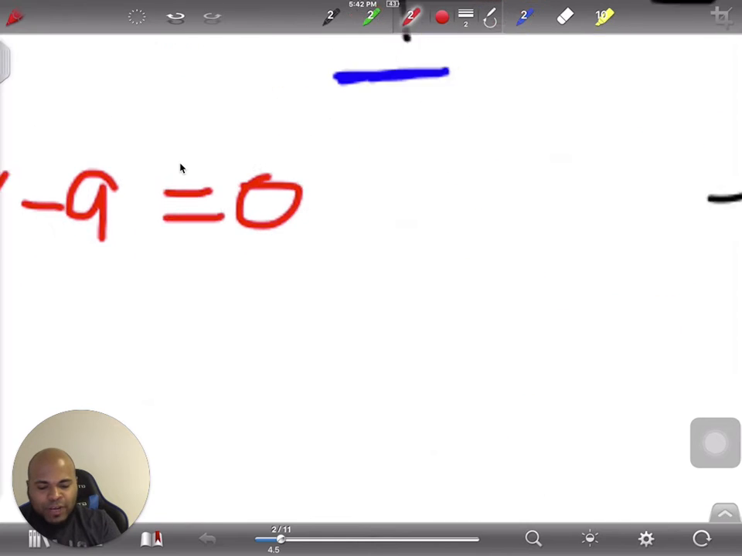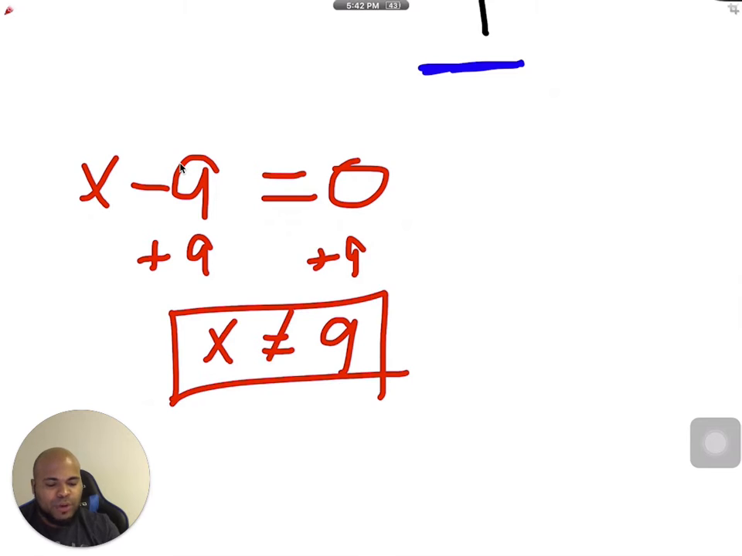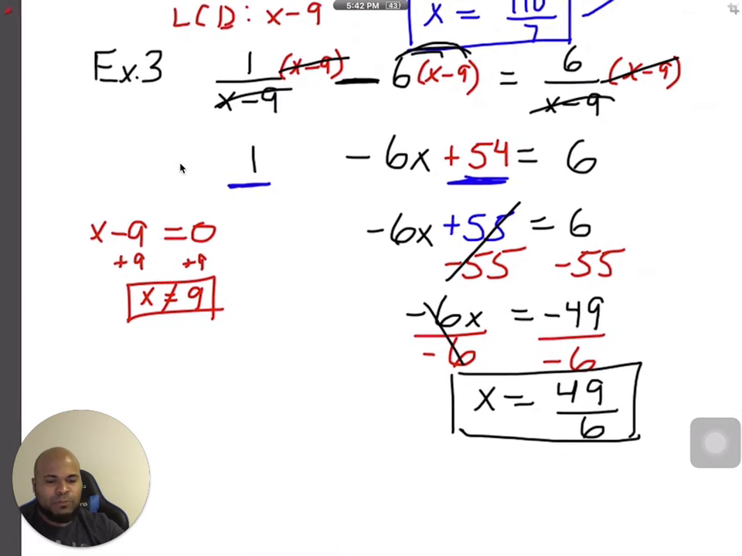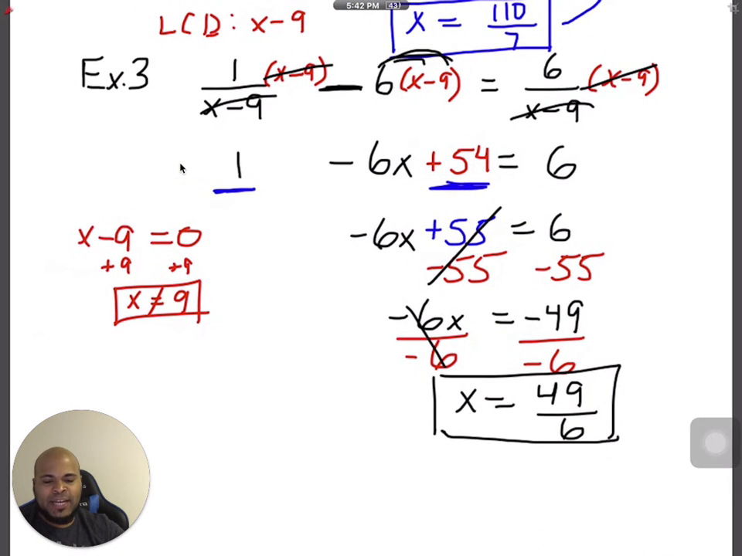So if I solve for x here, I'm going to add 9 to both sides, and I'm going to get that x equals positive 9, right? So x cannot equal positive 9. That's the exclusion, because if it equals positive 9, 9 minus 9 will result in 0. So if you're able to tell me the number just by looking at it, that's perfect. If not, then this is the procedure: just set it equal to 0 and solve for it.